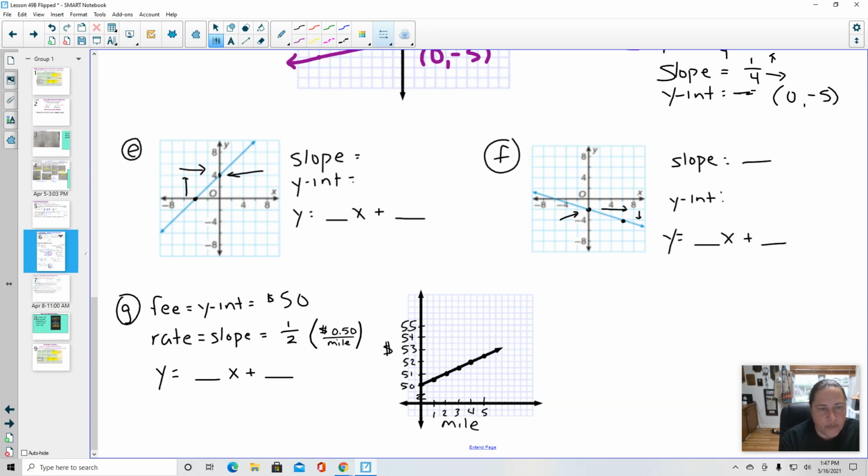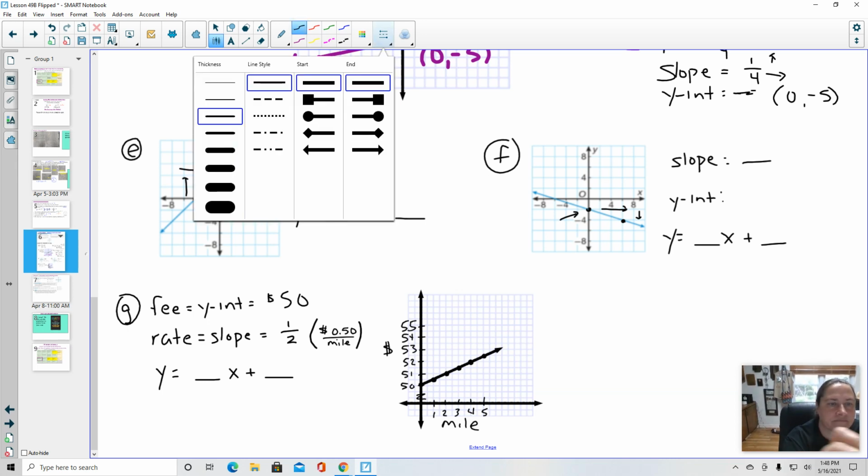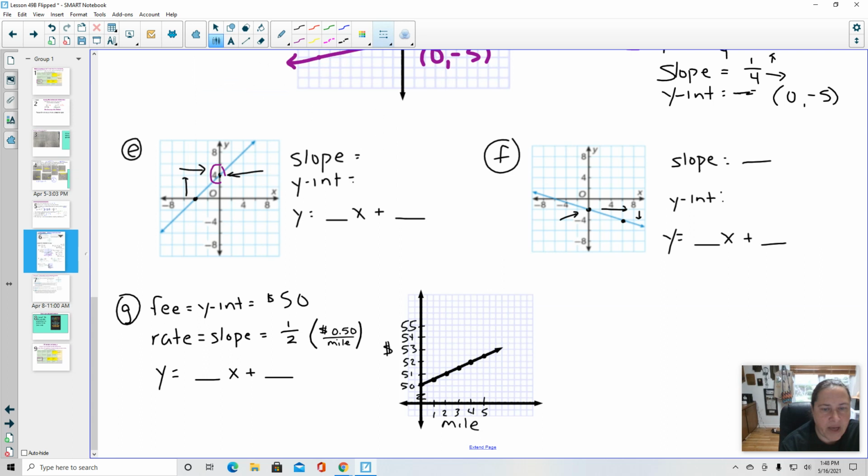E says, what's the slope and what's the y-intercept? So let's look at the y-intercept first. My y-intercept is there at a positive 4. So my y-intercept is at (0, 4).